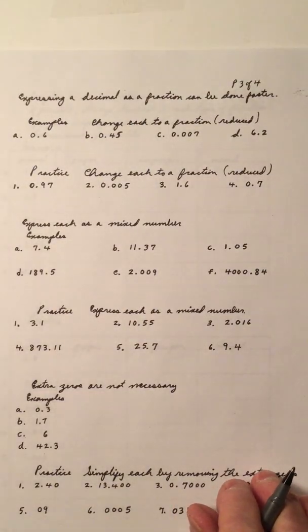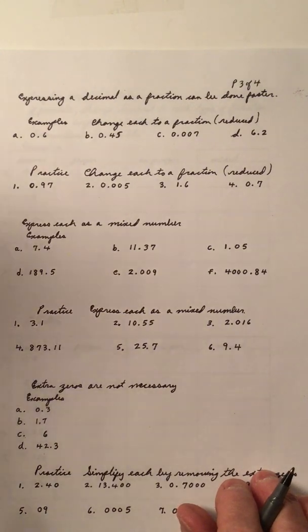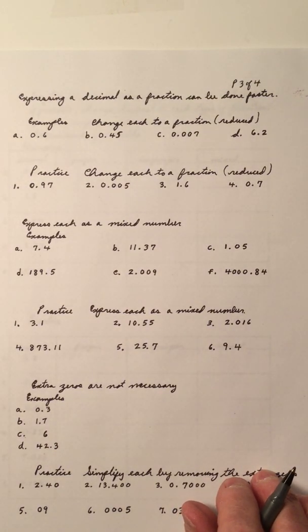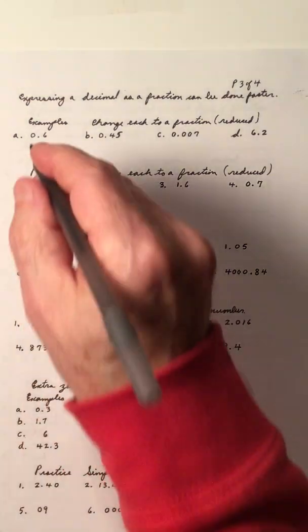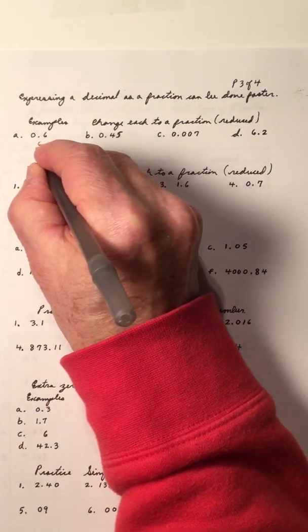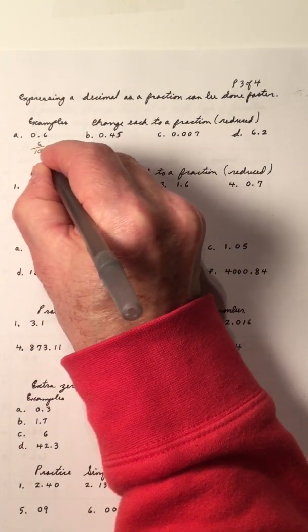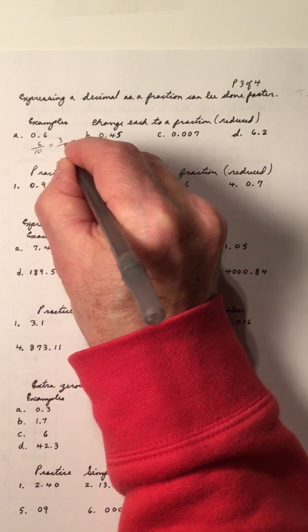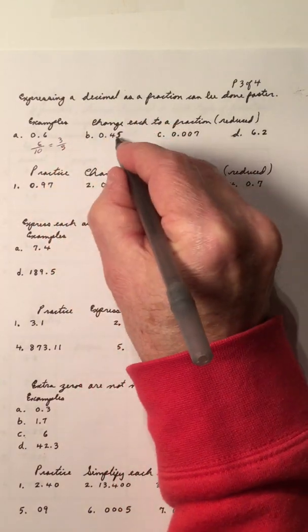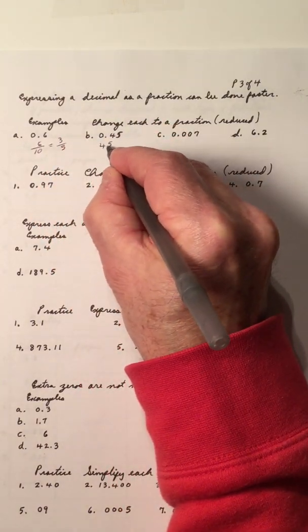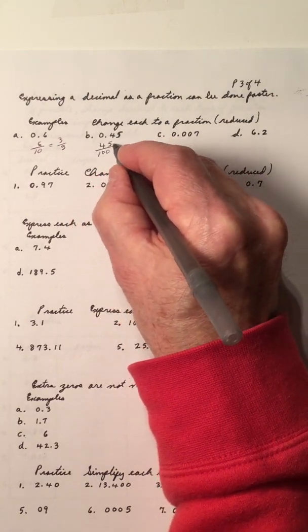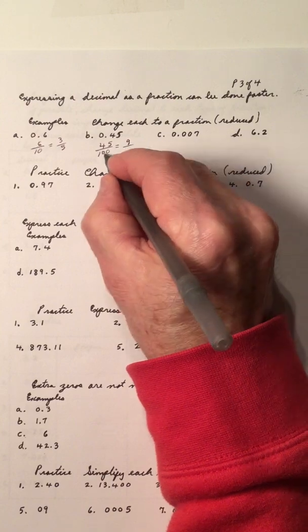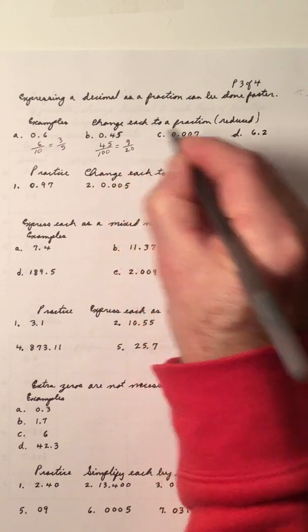Expressing a fraction as a decimal can be done faster. Well, faster means that instead of writing all that we did on the other page, let's put the 6 over the place value, 10, and then reduce it, 3 over 5. Let's put the 45 over the last place value, which is hundredths, and then we can reduce it. 5 into 45 is 9, 5 into 100 is 20.